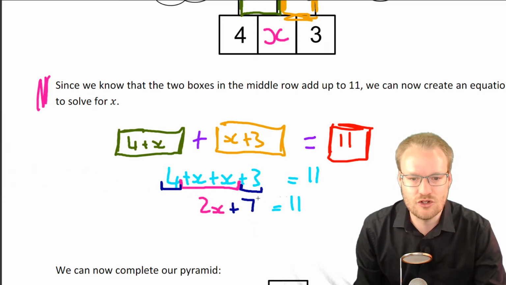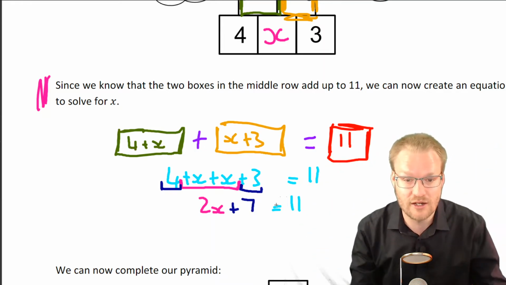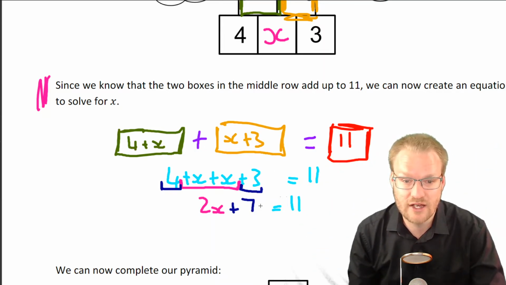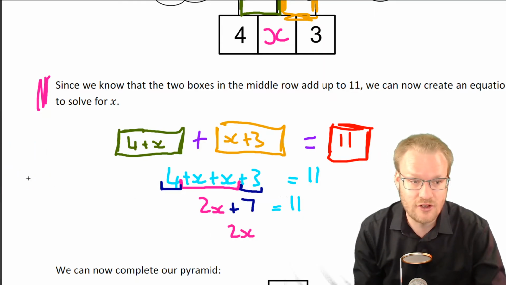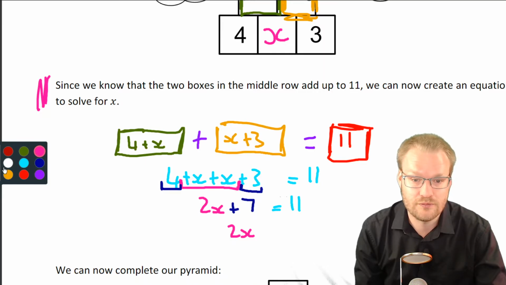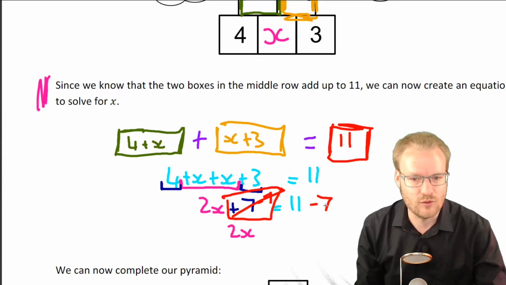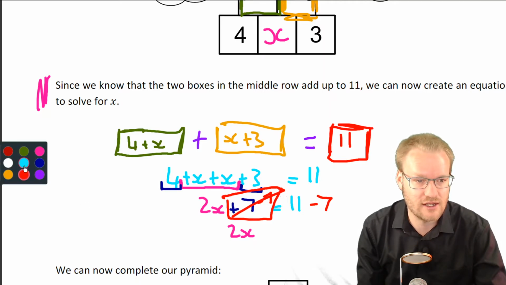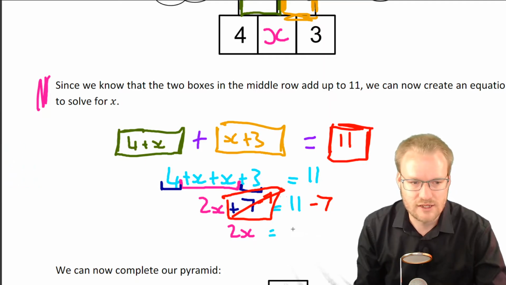Now, it would be nice if we just had 2x on the left-hand side. So what can we do to both sides of our equation? Remember, nothing's moving magically across anywhere. What can we do to both sides so that on the left-hand side we just have 2x? Well, I would say we can subtract 7, because then these two equal 0 and eliminate. So we subtract 7 on the right-hand side. So 11 minus 7 gives us, let's stick in our blue, why not, 4.